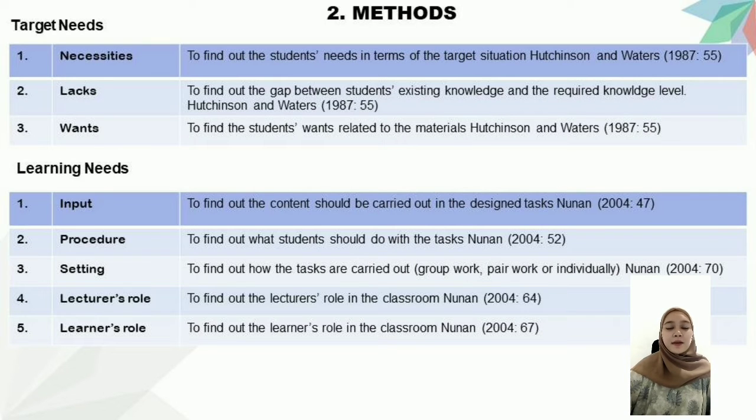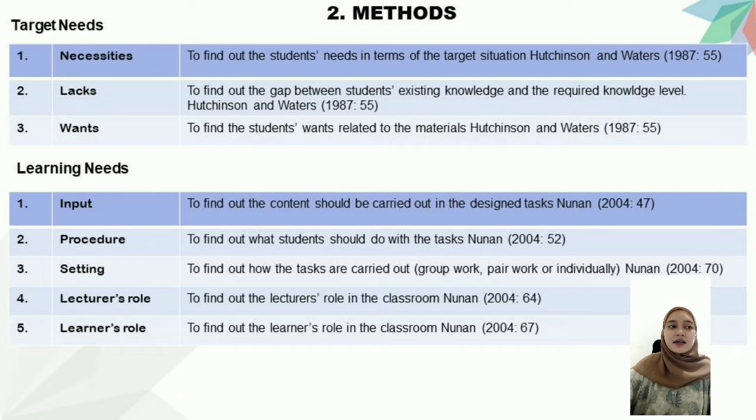Second, the methods. They are target needs, learning needs, participants, the techniques of collecting data, and the last, the procedure of developing literary work as ELT materials. First, the target needs.